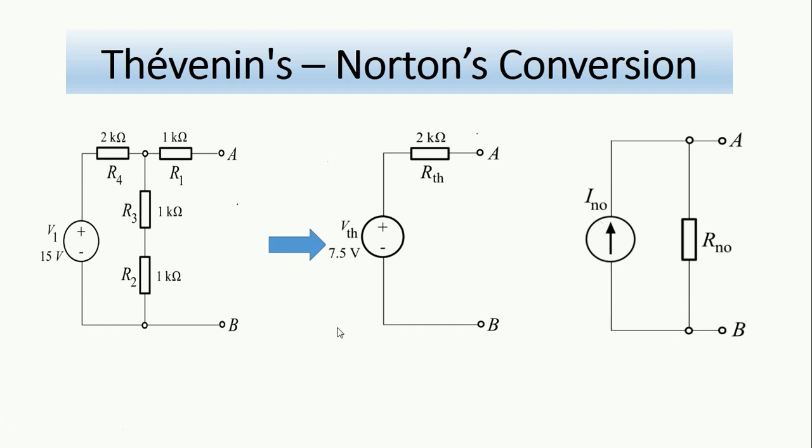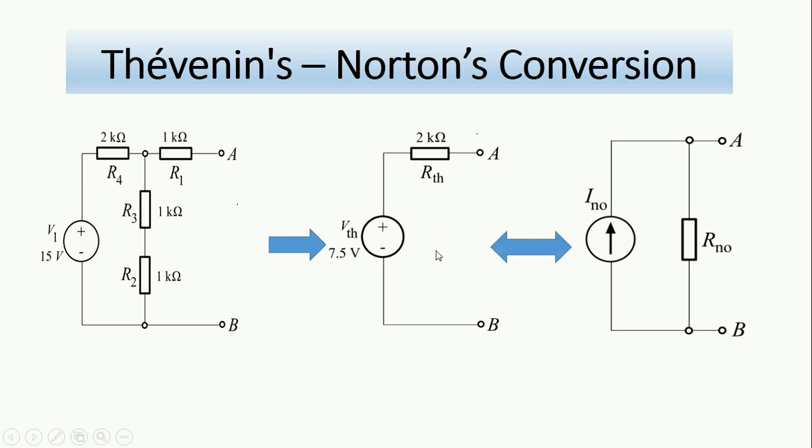If we are more interested in current, then I think the Norton equivalent circuit would be more important to us. We are interested in the current in our load, which we are going to connect across these two terminals A and B. If we are more interested in the voltage, we can convert to the Thevenin equivalent. However, we can convert from any one to the other.